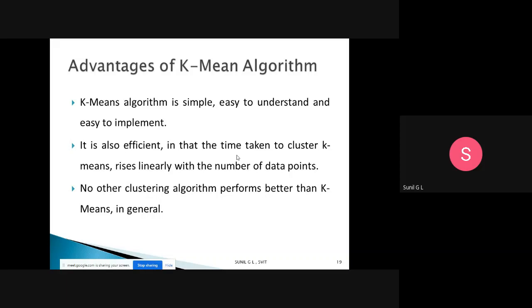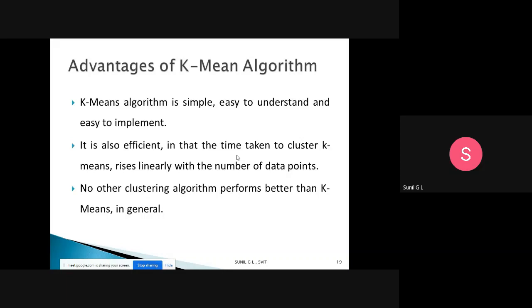Then what are the advantages of the k-means algorithm? The k-means algorithm is very simple, easy to understand and easy to implement. Identify the k number of clusters, randomly select three centroids, then assign the nearest data points and calculate the new centroids. Then repeat the steps until the clusters stabilize. That's all. So it is very simple.